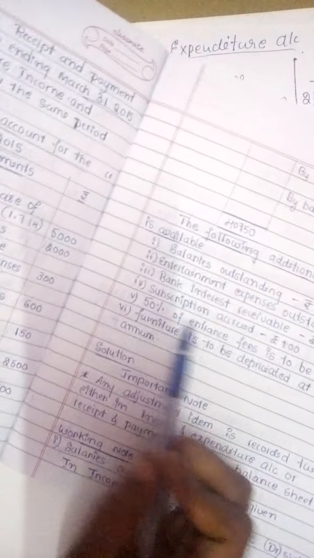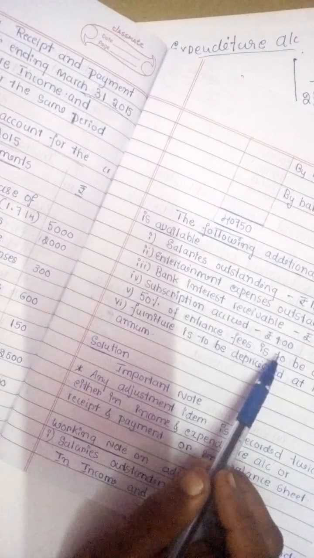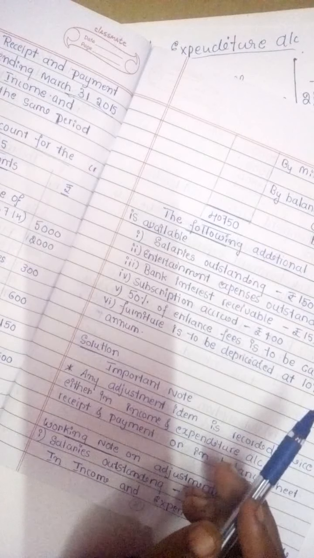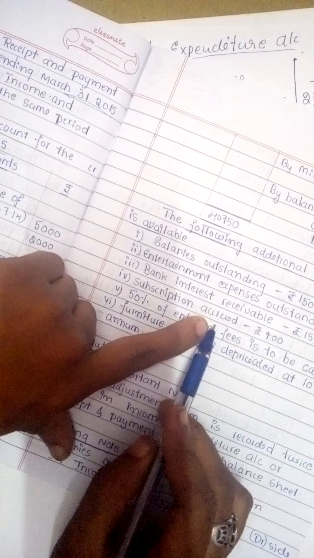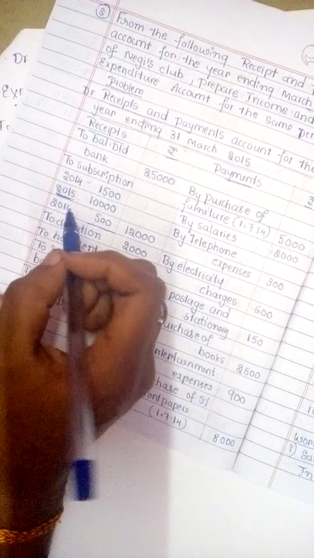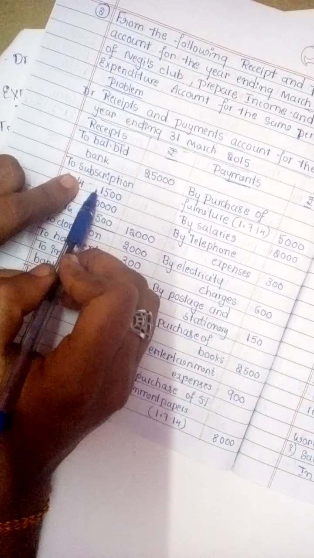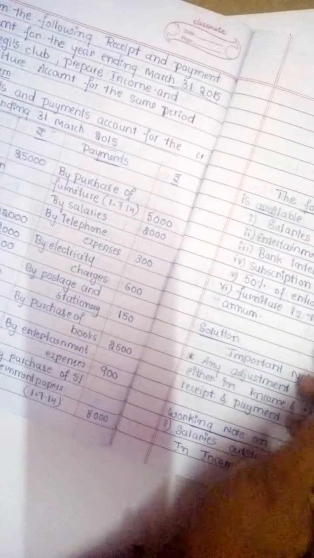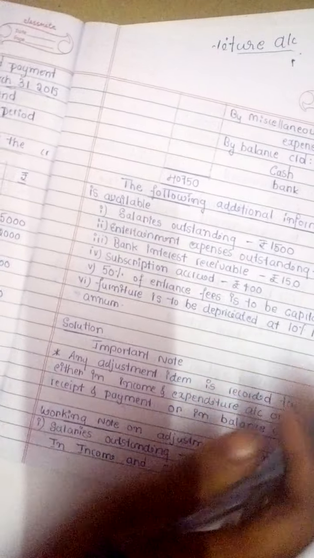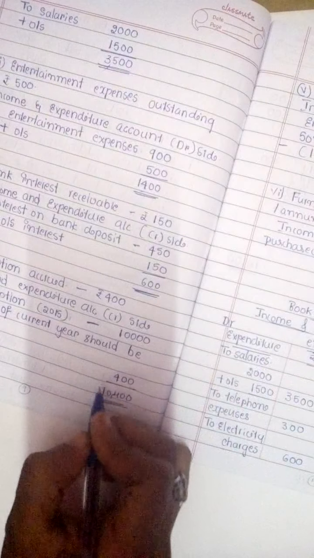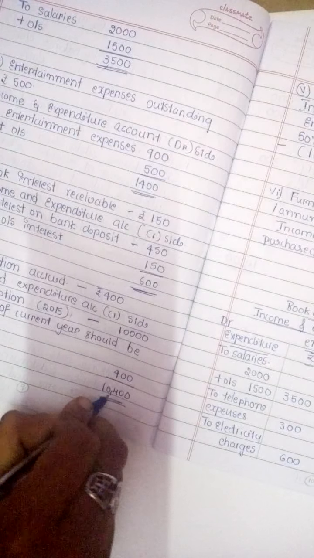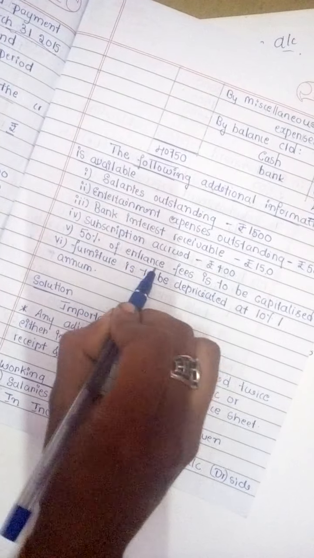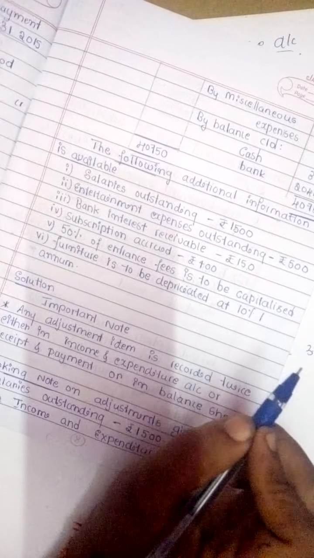The next one, subscription accrued. That means subscription is due, but the member did not pay it, but it needs to be added. So while writing subscription under income side of the income and expenditure account, 10,000 plus 400, the total of subscription becomes now 10,400.